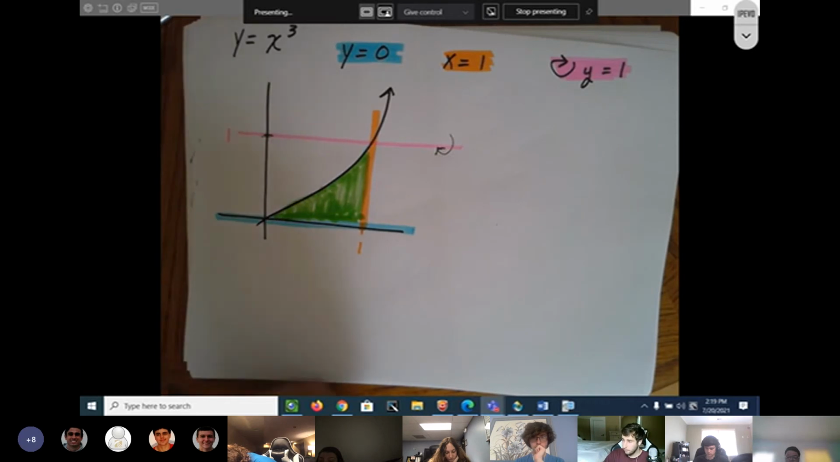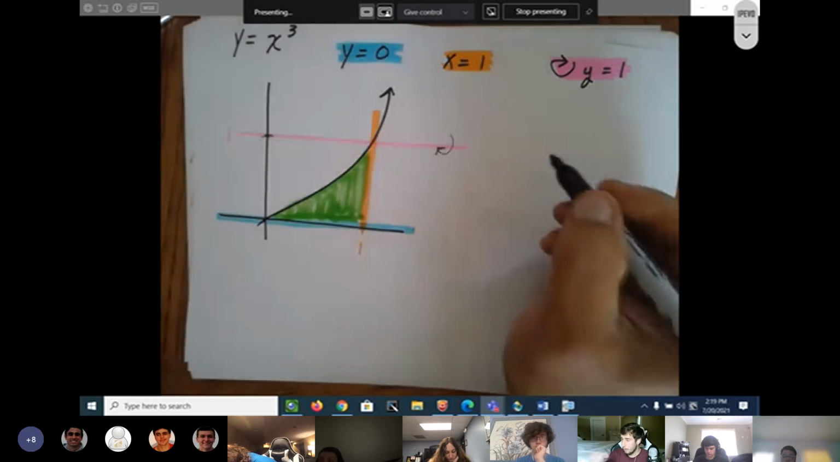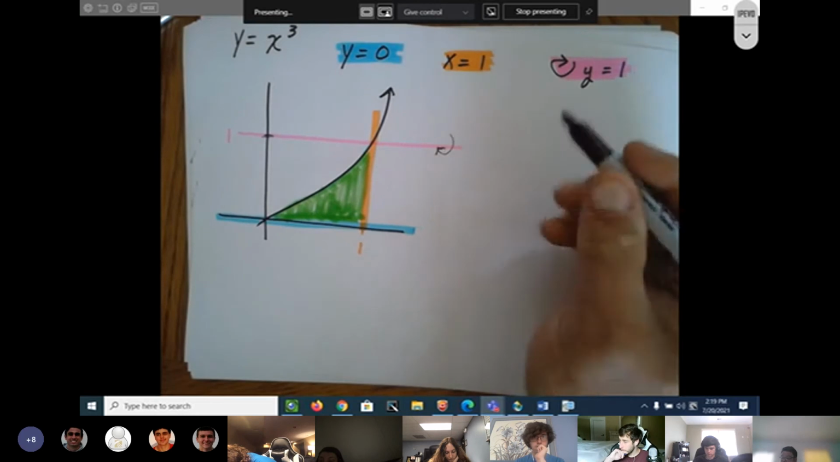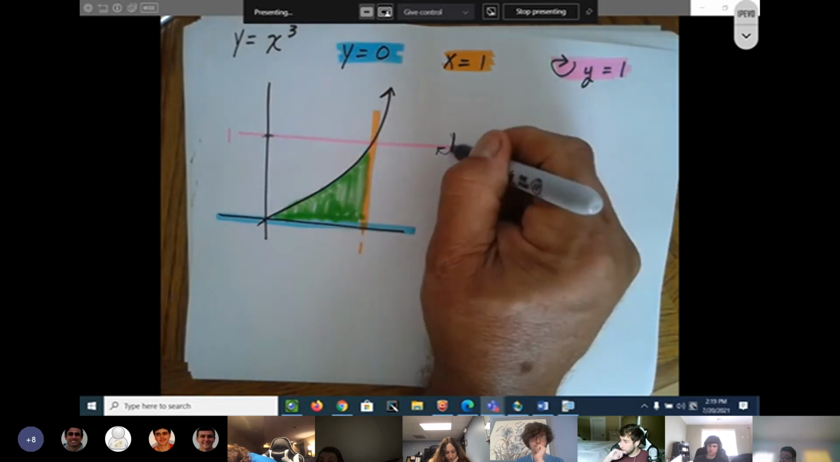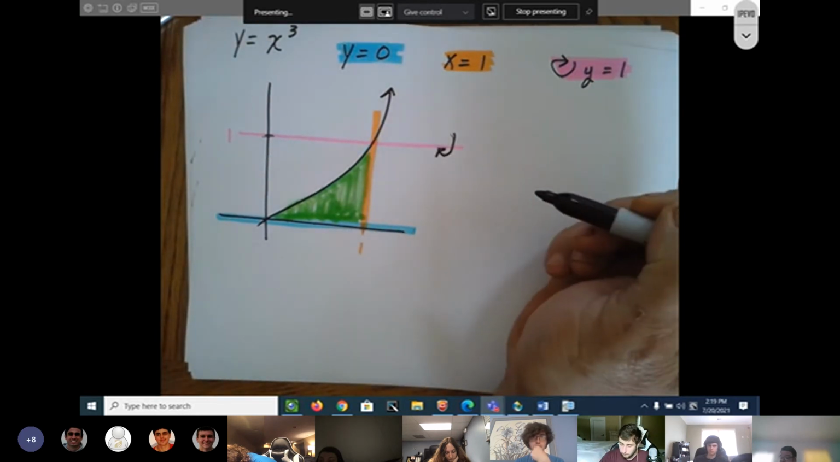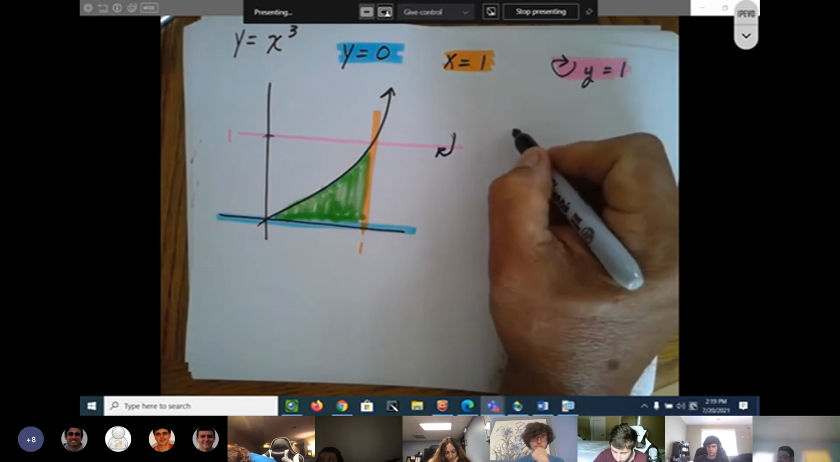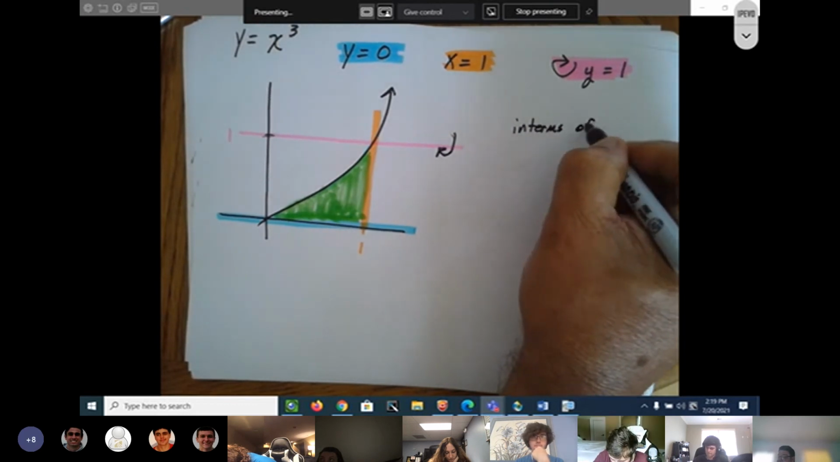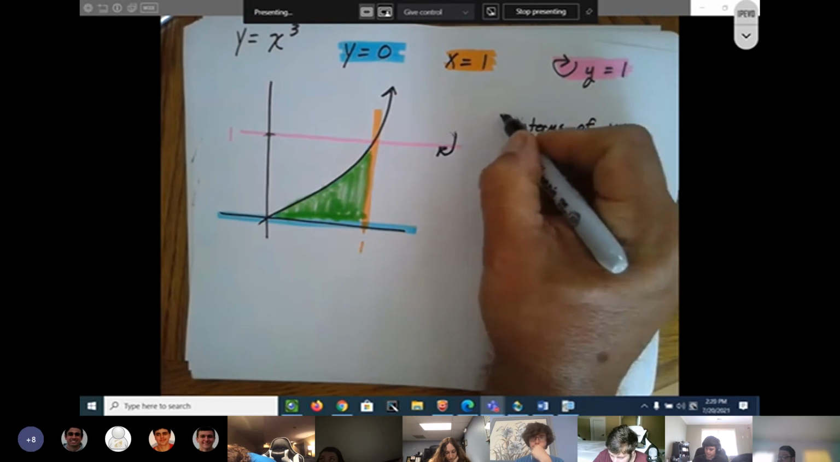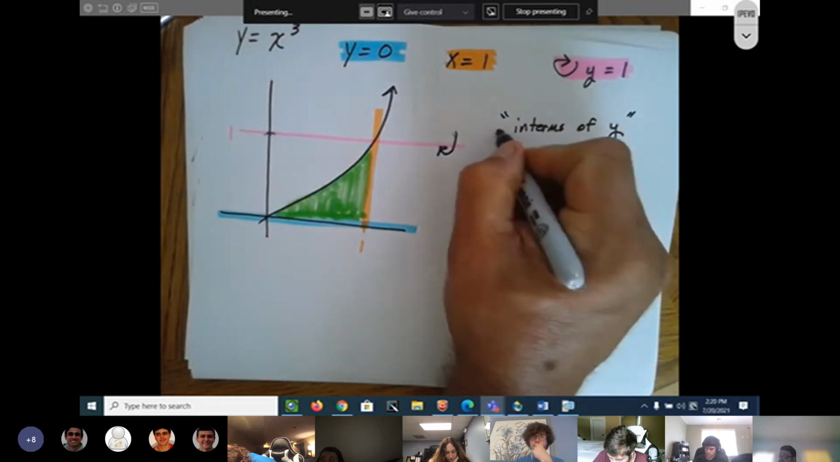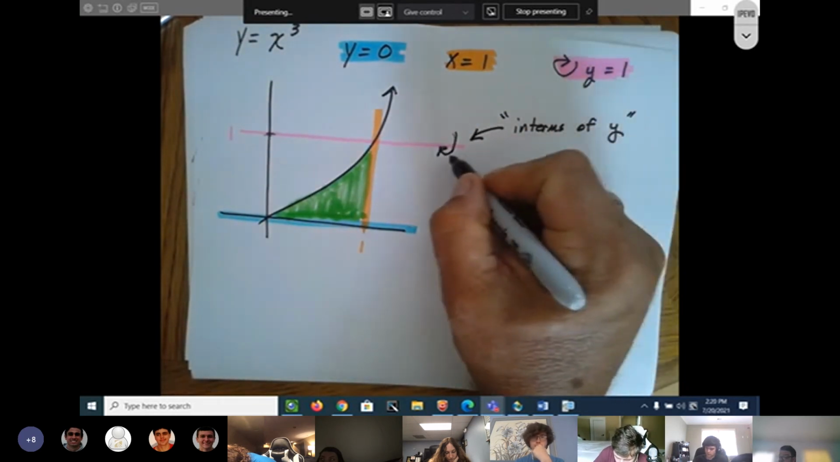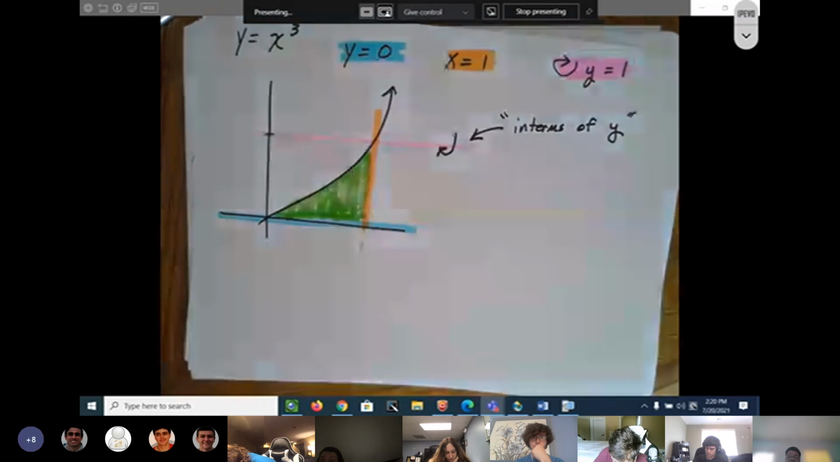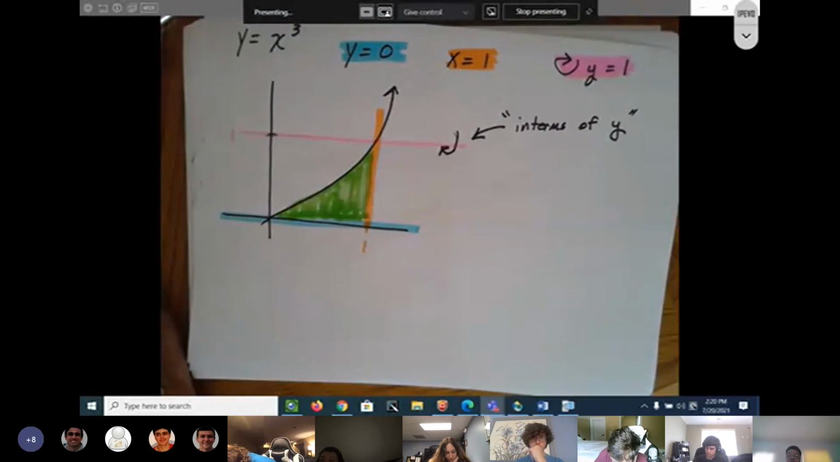Okay, so since we are going around the x-axis, that means that we have to have everything in terms of y, because we are dealing with a shell and it's going around the x-axis. So let's turn back to our cheat sheet.